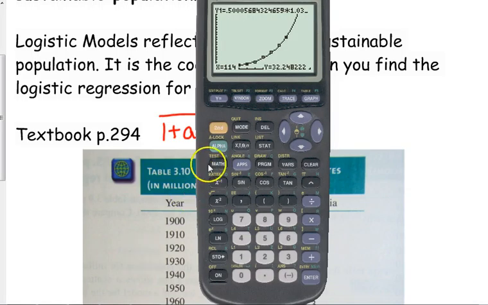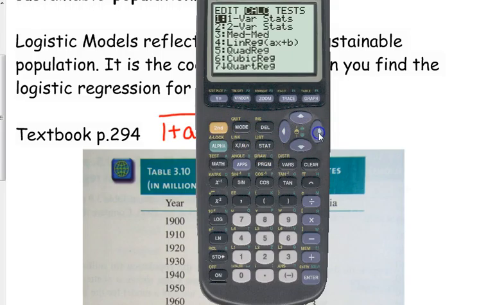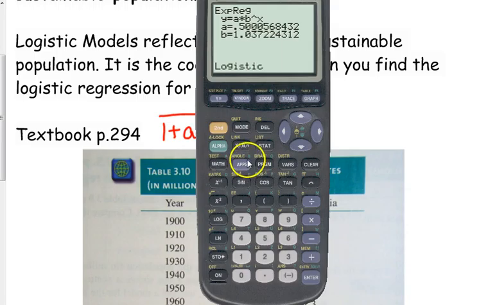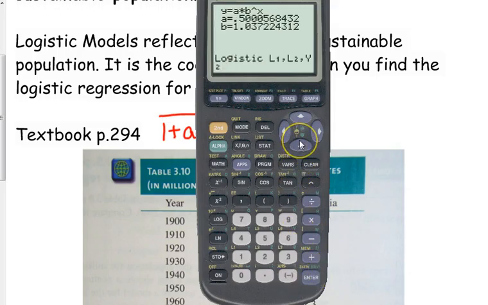So we can do the exact same thing here. There's a logistic model on your calculator. So I need you to go back to your home screen, go to stat, over to calc, and it's two below the exponential regression. You'll see something that says logistic. So we want to do logistic. We're going to do the same thing we just did, L1, L2, but we're going to tell it to store it in Y2 because I want you to see both of them on the same graph. So logistic, L1, L2, Y2.